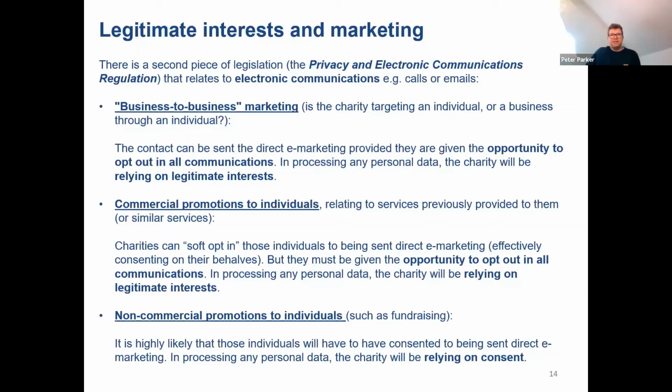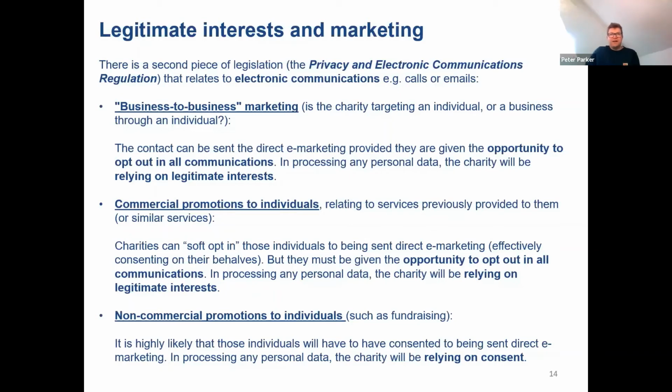In relation to commercial promotions to individuals relating to services that the charity may have previously provided to them, or services which are similar to those services, charities can what they call soft opt-in those individuals to being sent direct e-marketing. This means effectively the charity is consenting on behalf of the individual concerned. However, the individuals must be given the opportunity to opt out in all communications, and in processing any personal data, the charity will be relying on legitimate interests, again, similar to business marketing.